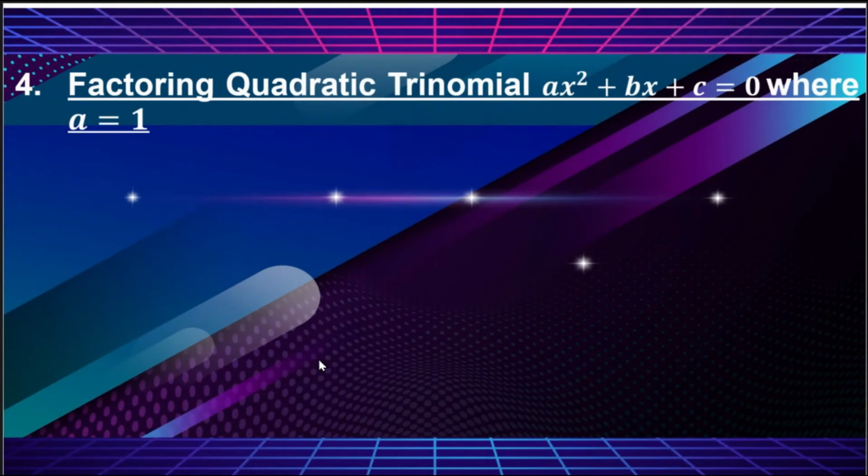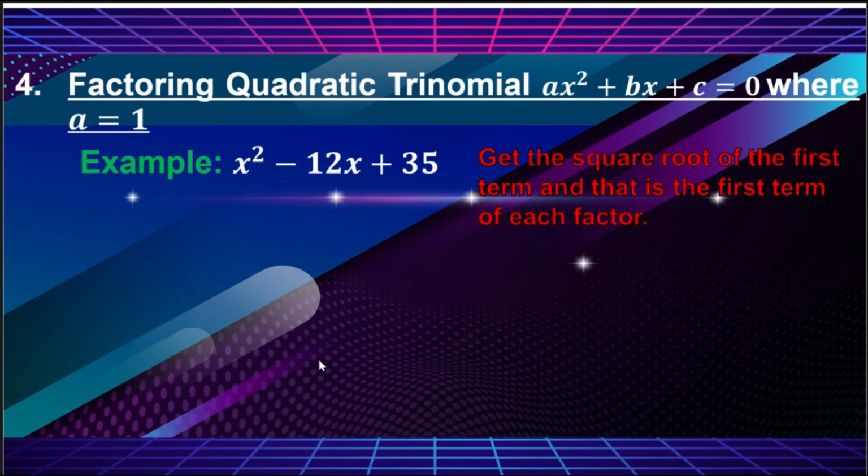Last factoring technique is factoring quadratic trinomial ax squared plus bx plus c is equal to 0, where a is equal to 1. For example, x squared minus 12x plus 35. First step, get the square root of the first term, and that is the first term of each factor. The square root of x squared is x, and that is the first term of each factor.